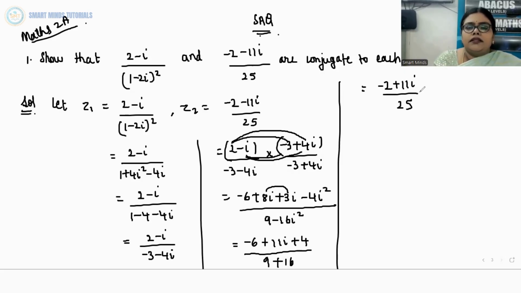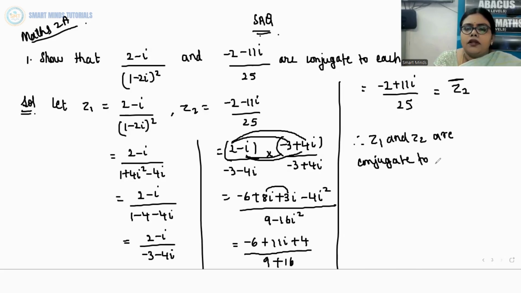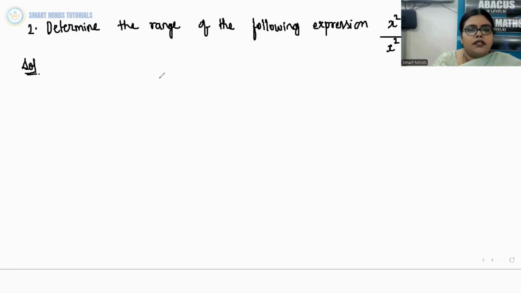Can you see? This complex number and Z2 both are conjugate to each other. They differ only with a plus or minus sign. So this is nothing but Z2 conjugate. Therefore, Z1 and Z2 are conjugate to each other. The conclusion is very important; this last step you have to write. Now take the next question.